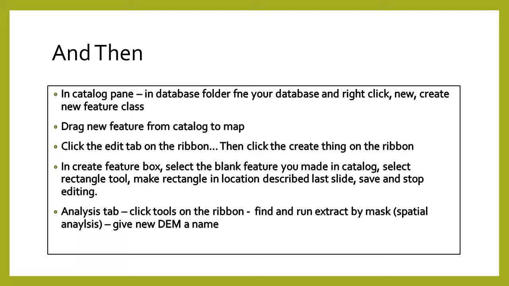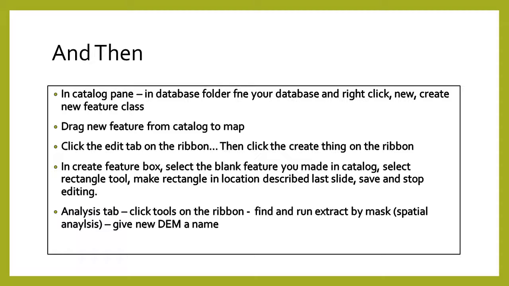And you're going to select that blank feature you just made in catalog, and select the little rectangle tool to make a rectangle. Go to that place I mentioned before, two-thirds of the way down, somewhere between a sixteenth and an eighth of the size of the total map, or the total DEM, and that's where you're going to make your little rectangle. And then as soon as you've made it, you're going to save it and stop editing.